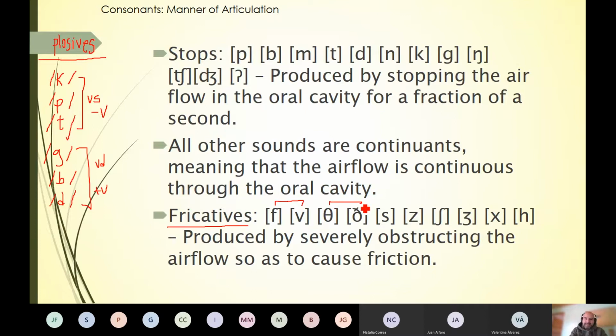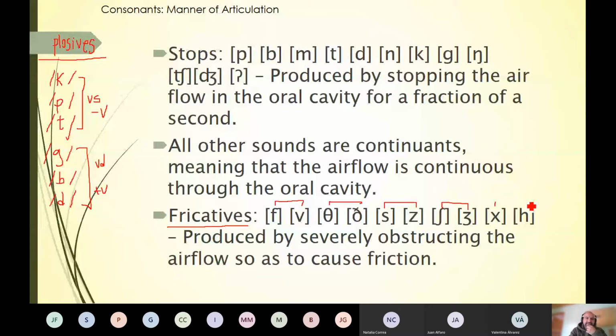In the case of s and z, it is the tip of the tongue pressed against the alveolar ridge that is leaving this small gap for the airflow to leave. In the case of sh and zh, it is the front part of the tongue pressed against the palate. In the case of k and g, it is the back of the tongue pressed against the velum. In the case of h, the restriction or constriction of the air is at the glottis level.